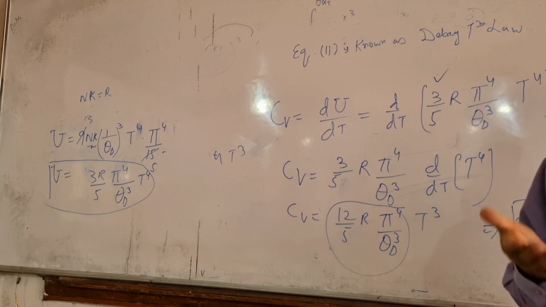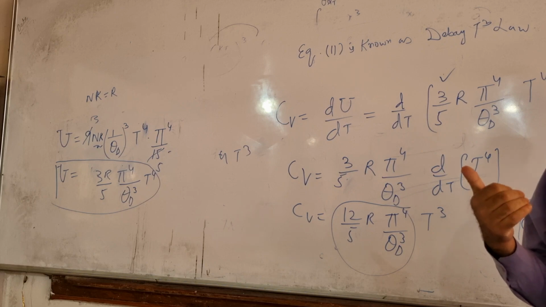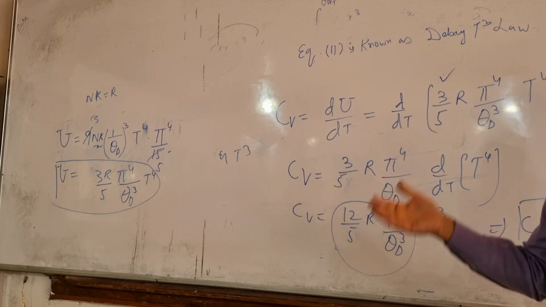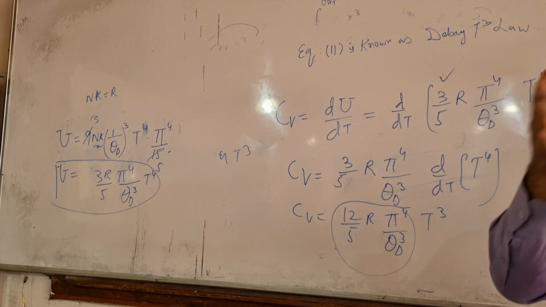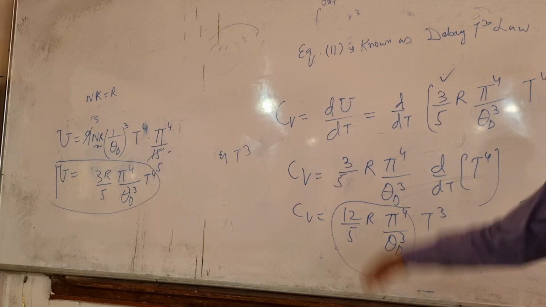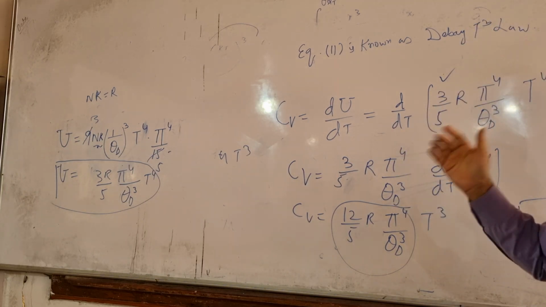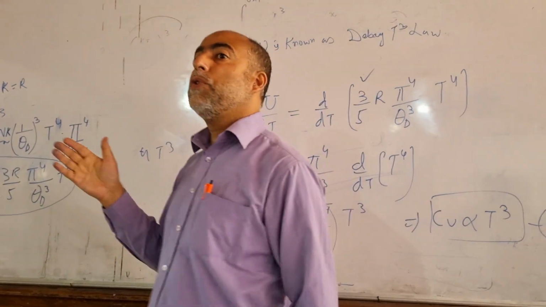When the temperature of the solid you are considering is very low, Debye, based on his assumptions, which I have told you so many times, found that the specific heat is not decreasing exponentially as given by Einstein. Einstein gave the expression e raised to power minus theta e by T. Rather, it varies as the cube of temperature.